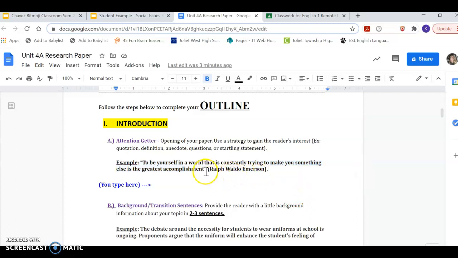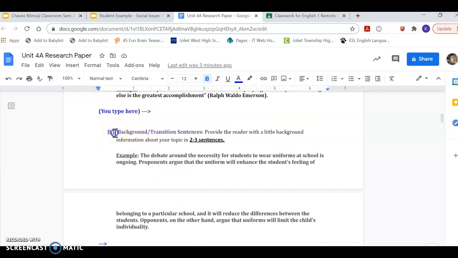Notice I cited it with quotation marks starting and ending, and in parentheses, I put the author's name. If there is no name provided, in parentheses, you would write the word anonymous. So you will type your response next to the blue arrow under each example.